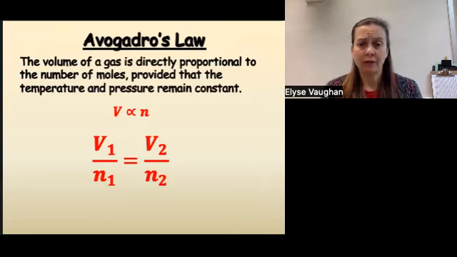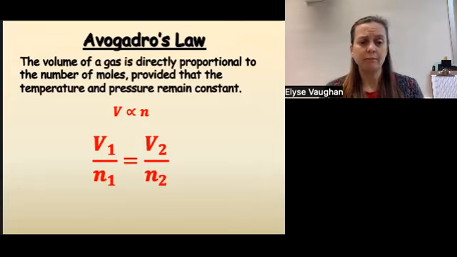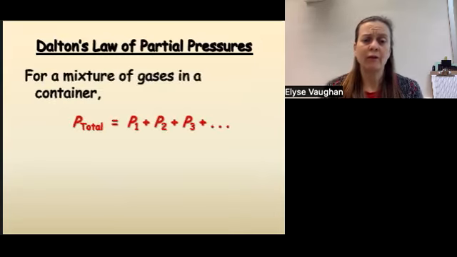And so Avogadro's law we express mathematically as volume 1 over N1, number of moles, is equal to volume 2 over N2. So V1 over N1 equals V2 over N2. And then the third and final law that we're going to learn today is Dalton's law of partial pressures. And Dalton's law of partial pressures says that if you have a mixture of gases in a container, the total pressure in the container is equal to the partial pressures of each of the individual gases in the container.